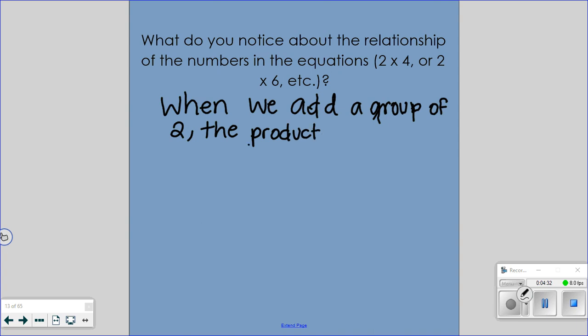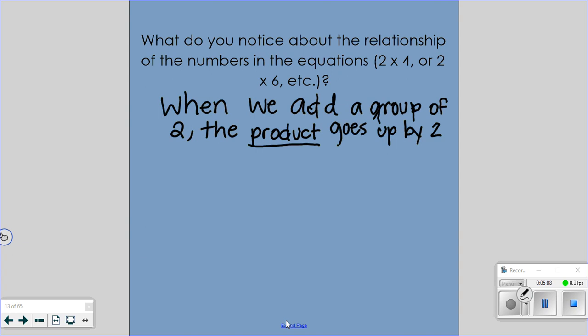the product, we talked about that word yesterday, product is our answer in a multiplication equation. When I add a group of 2, the product, what happens to our total? Product goes up by 2. Thank you for helping me finish. The product goes up by 2. Get that written down, please.